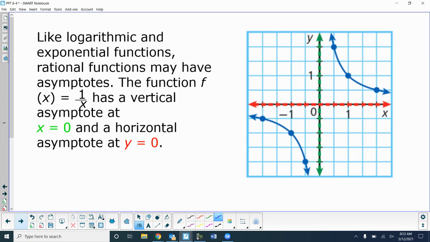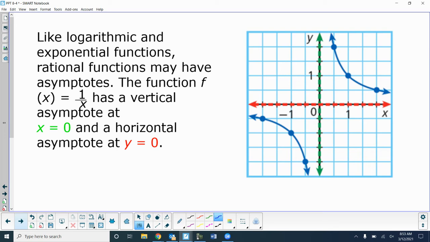All right, but these dashed lines, this red dashed line and the green one, those are asymptotes. We talked about that very little, but that's a line that the graph approaches but never actually does what? Touches it. Okay?